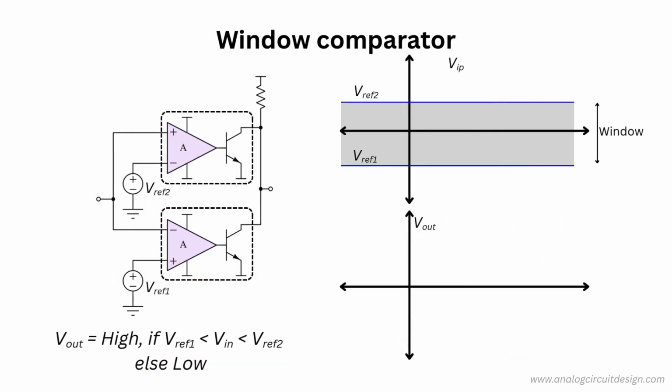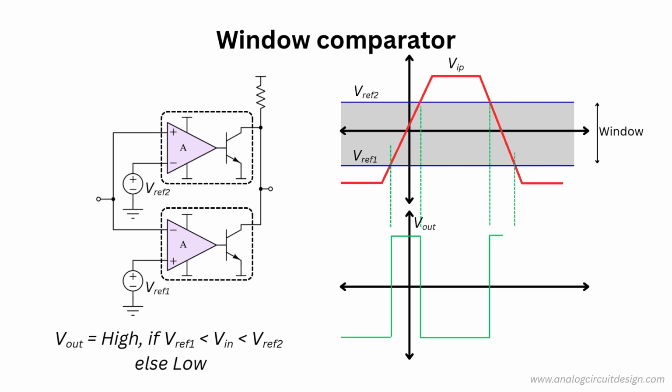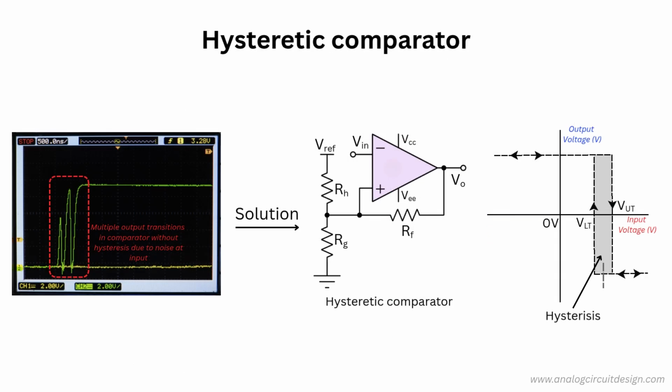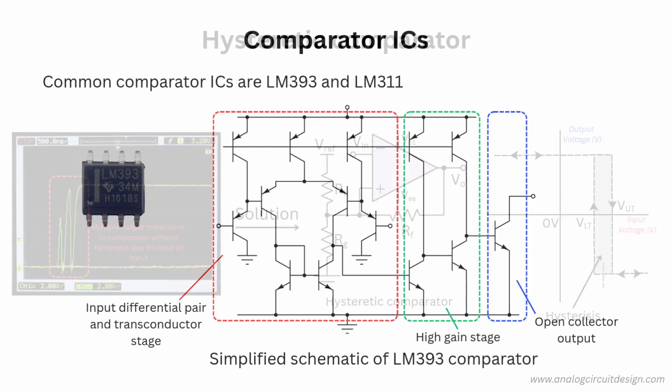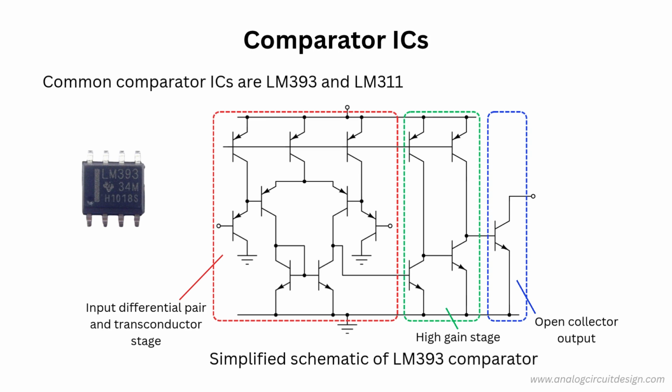A window comparator is a circuit that uses two comparators having open collector output to check whether an input voltage lies within a specific voltage range, also called a window. A hysteretic comparator is a comparator circuit with positive feedback that introduces two distinct threshold voltages, preventing false triggering due to noise. Some common comparator ICs are LM393, LM311, TLV3201, etc. The internal circuit diagram of LM393 is shown here.